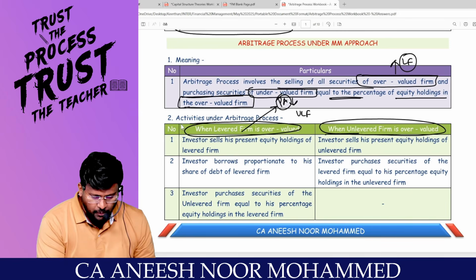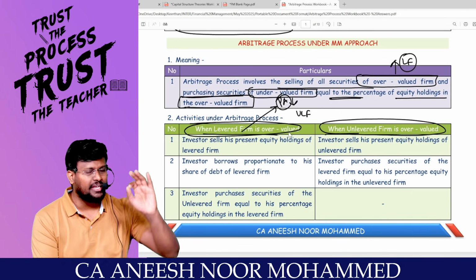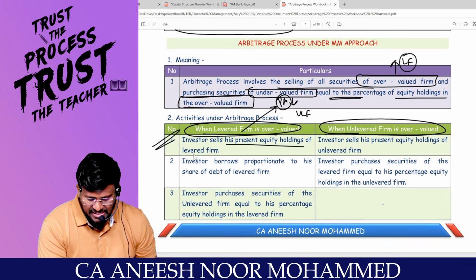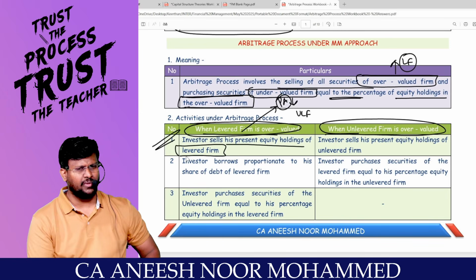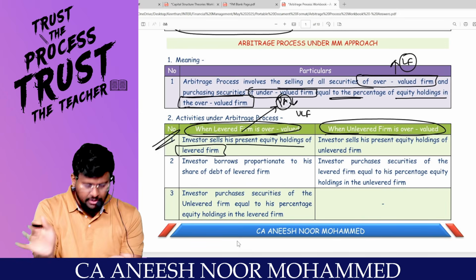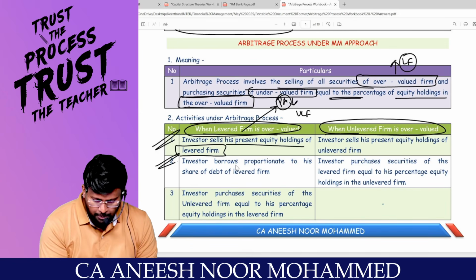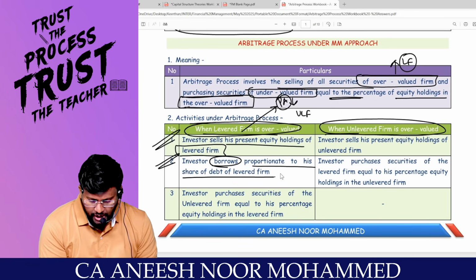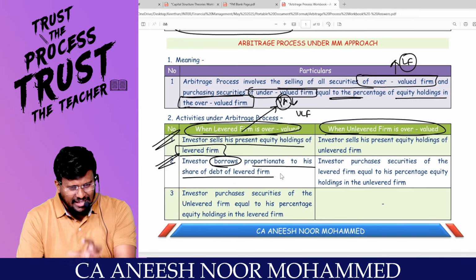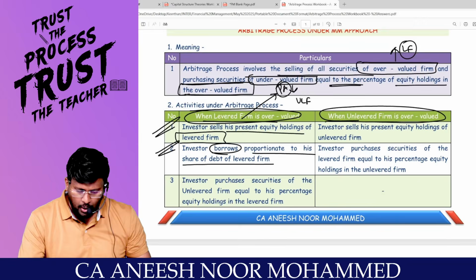Sir, what if the levered firm is overvalued? What should the investor do? Number one, the investor sells his present equity holding of the what firm? In the levered firm, the investor is having equity. Number two, the investor borrows proportionate to his share of debt in the what firm? To whatever extent you hold equity here, to that extent you have to borrow.